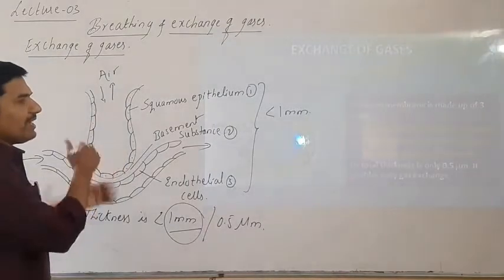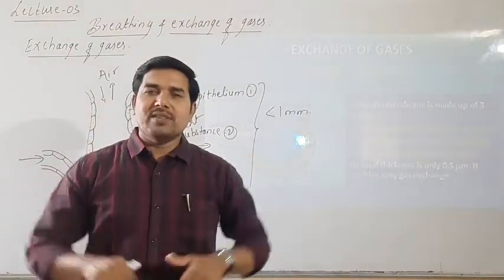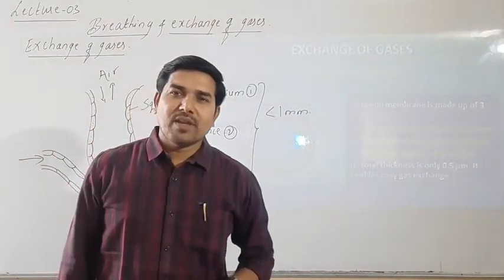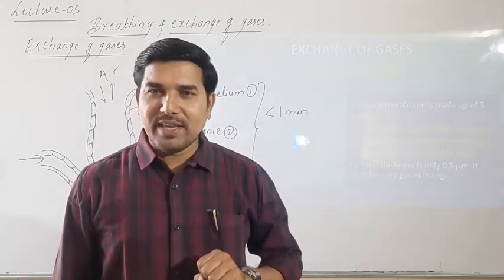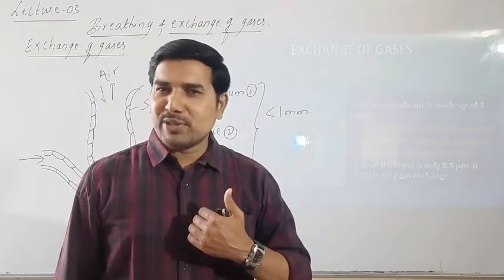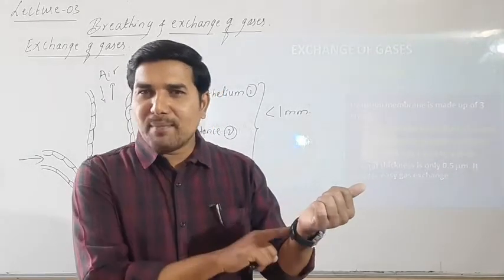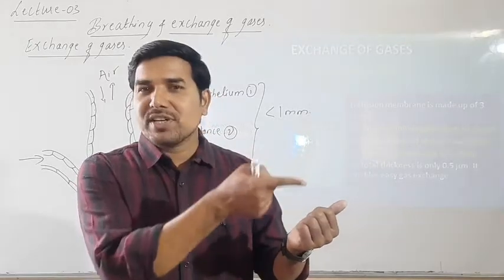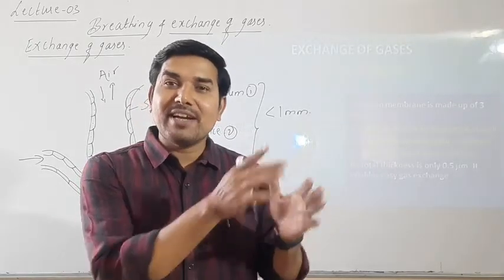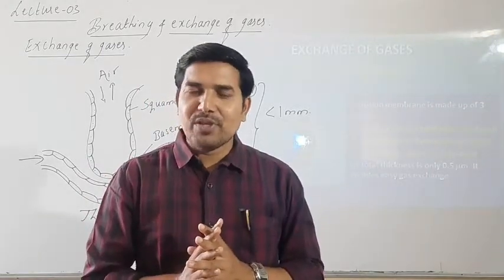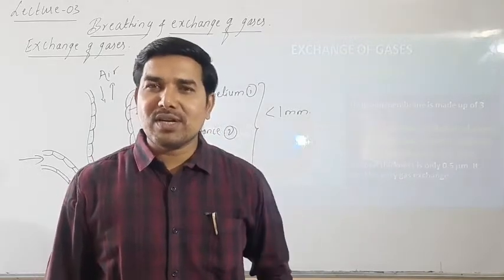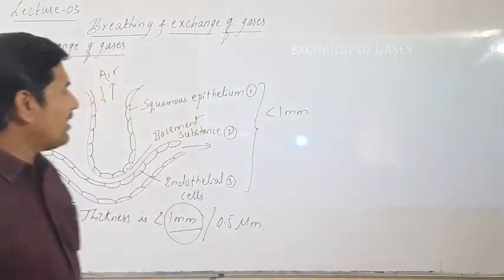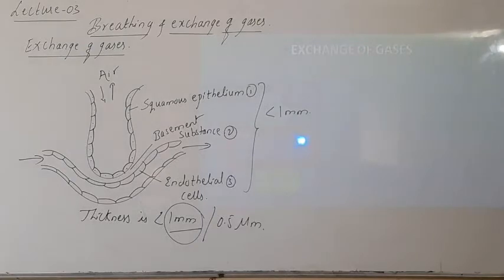Okay. Now with this, let's move on to a chart. That chart will show the atmospheric oxygen and carbon dioxide level, then alveolar O2 and CO2 level, oxygenated blood O2 and CO2 level, deoxygenated blood O2 and CO2 level, and tissue O2 and CO2 level. So we have a chart for this, and with respect to this chart, next we will go to the transport of gases. Okay, now let's go to the chart of the gases.